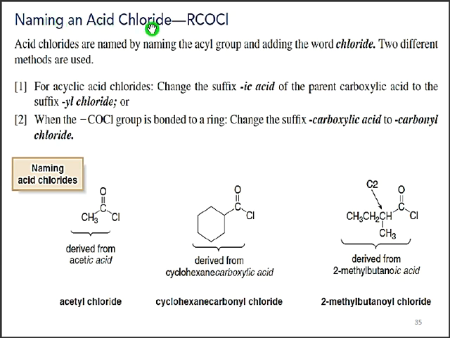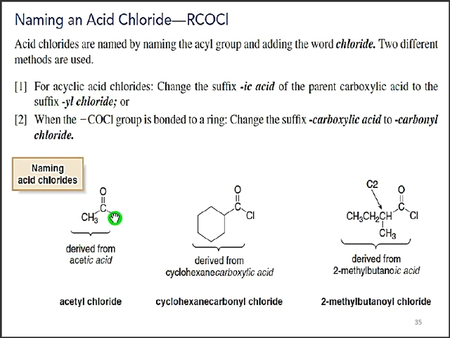Now, naming an acid chloride. Acid chlorides are named by naming the acyl group and adding the word chloride. And there are 2 different methods to give the name for the acid chloride. It depends on whether your compound is an acyclic or cyclic compound. For acyclic acid chloride, change the suffix -ic acid of the parent carboxylic acid to the suffix -yl chloride.